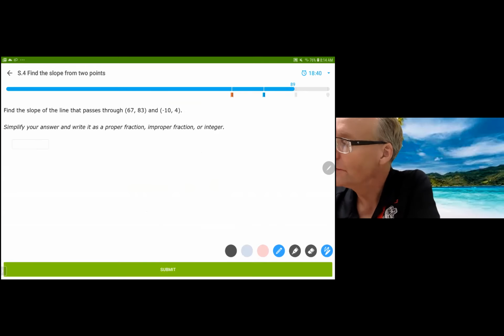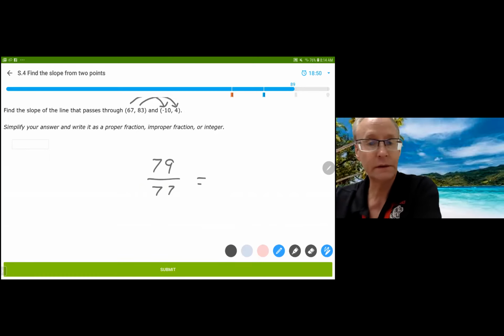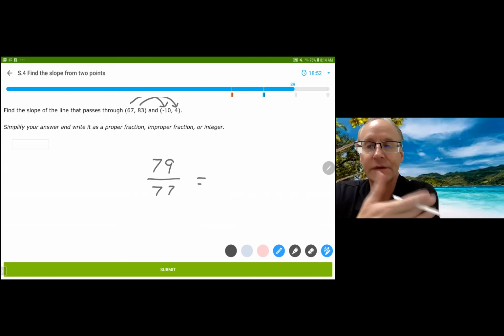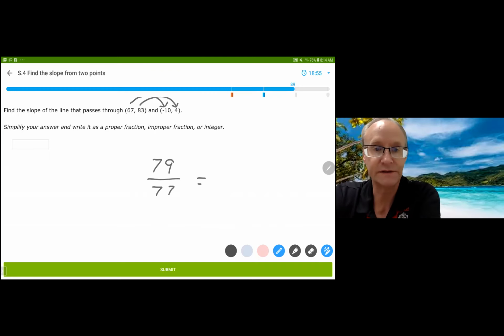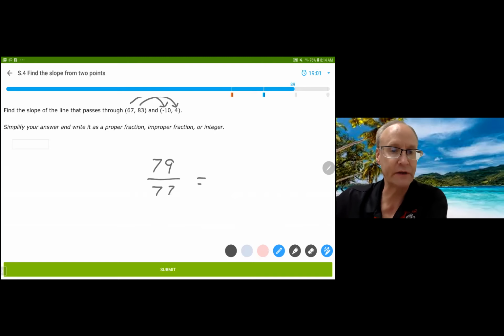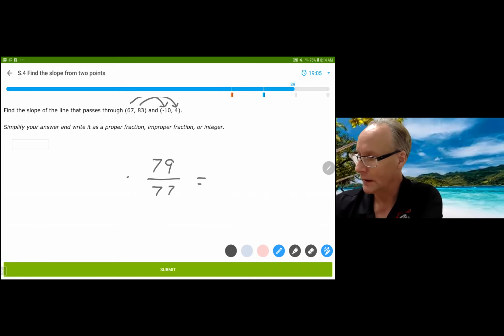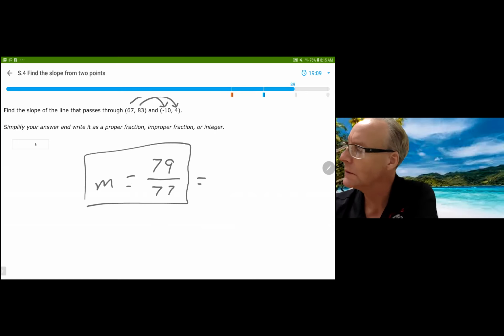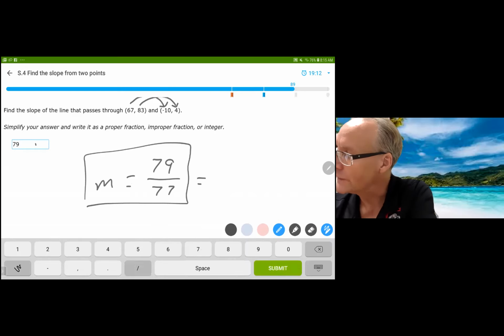This one, I'm going to do the 83 minus 4, which is 79. And then 67 plus 10, which is 77. And it's looking good. I think 79 is a prime. That means it's not divisible by anything other than 1 and 79. The only things that go into 77 are 7 and 11. Those are the factors. So this is already simplified, and it looks like we're done. 79 over 77.